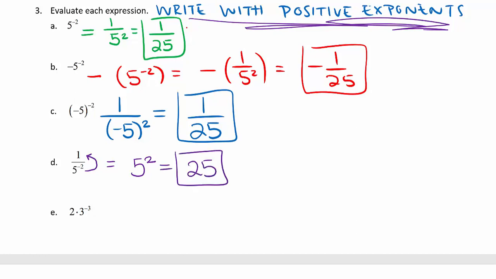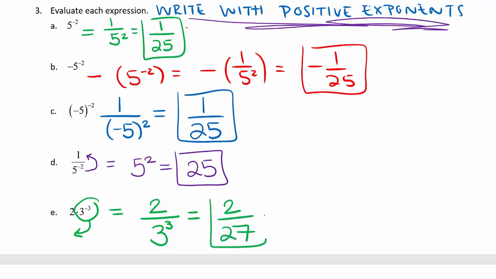We also learned in the previous example, we only move the things with negative exponents. So in part E, the 2 is going to stay on the top, and the 3 to the negative 3 moves to the bottom and becomes a 3 cubed. 3 cubed is 27, and so my final answer is 2 over 27.